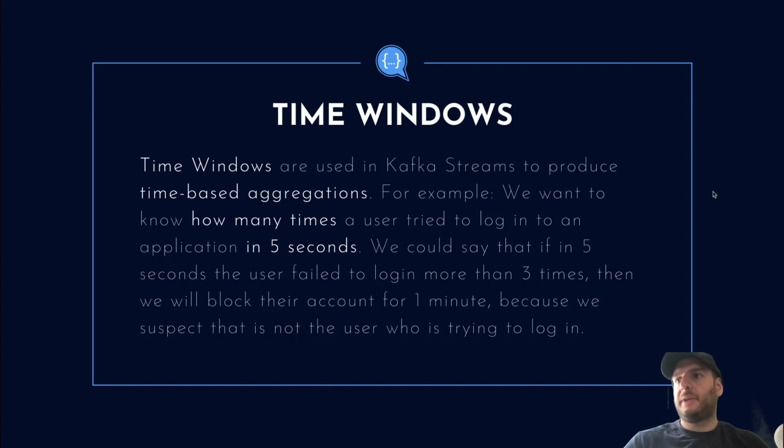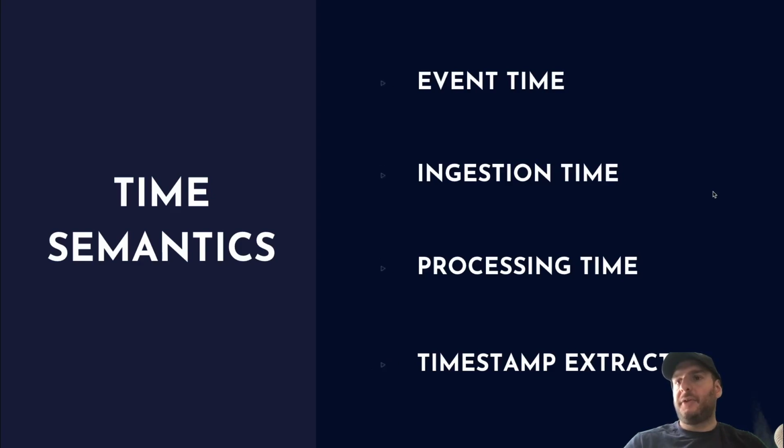So in order to do that, we need to do a time-based aggregation. In this case, it's the number of times the user tried to log in within a specific time window of 5 seconds. Kafka Streams has a lot of built-in time window operations that will help us produce this kind of time-based aggregation. But first, we need to discuss a few things about time. In Kafka Streams, we can talk about 3 kinds of time semantics: event time, ingestion time, and processing time. And then we have to speak about the timestamp extractor, which is an interface that Kafka Streams provides for us to extract the timestamp from the events.